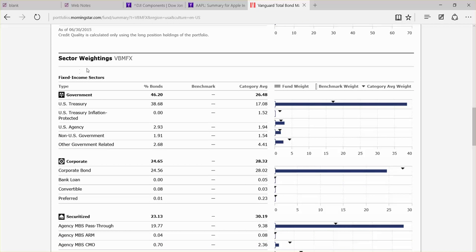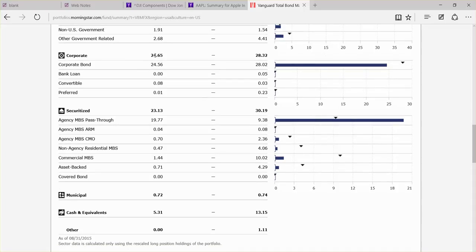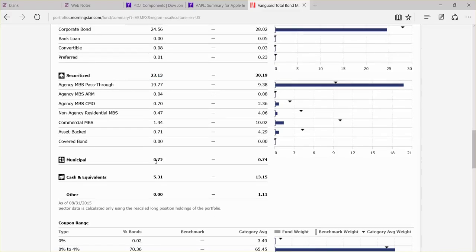This breaks it down by different sectors in terms of who issues the bonds that this fund holds. So the government, mostly the US government, issued about 46% of the bonds that this fund holds. Corporate bonds make up about a quarter. Securitized are actually U.S. government agencies, so they have nearly a quarter of the money invested in agency securities. Municipalities, a very low proportion, and then again cash, like certificates of deposit and things like that.